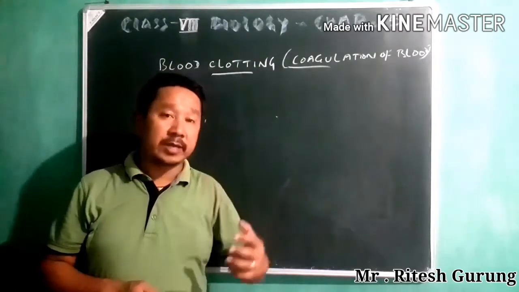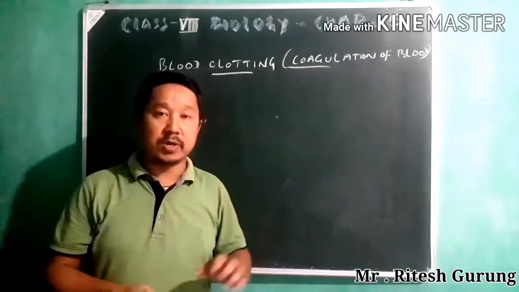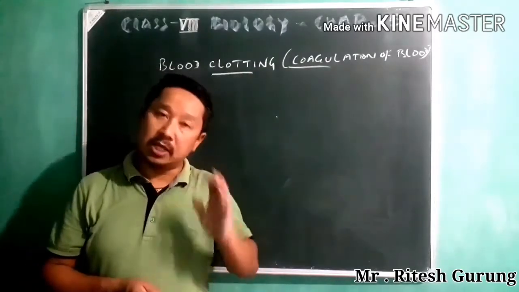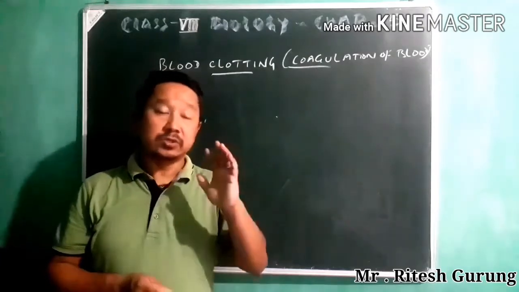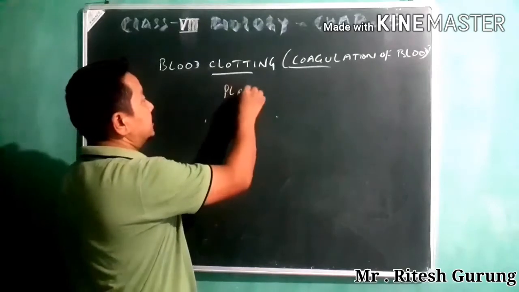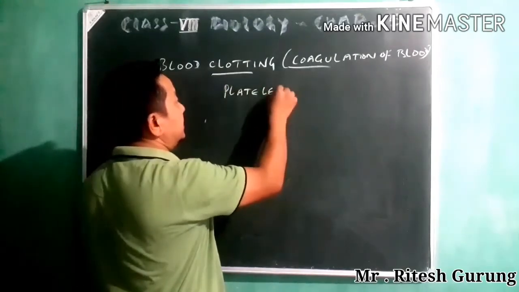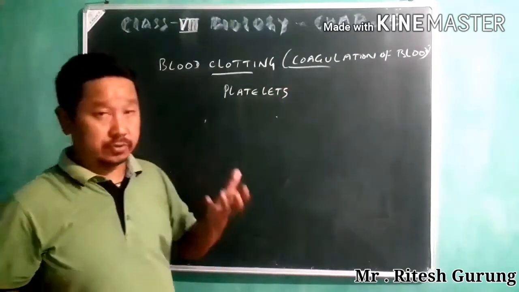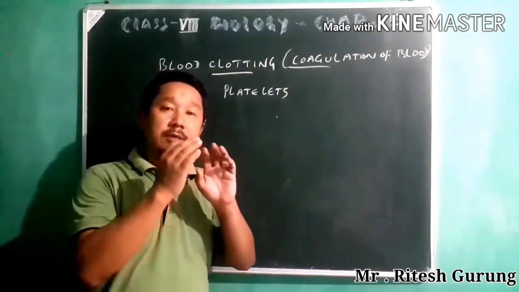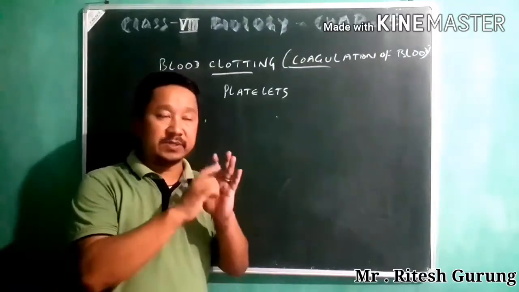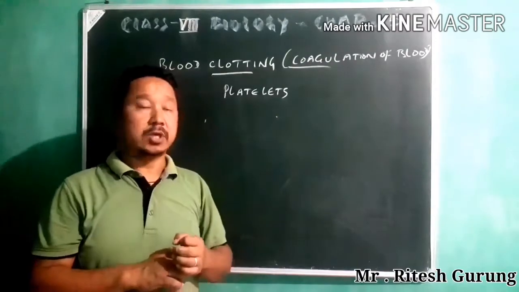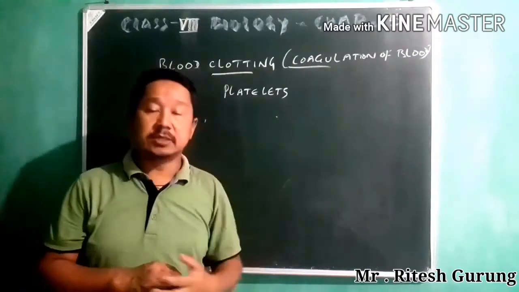When some part of the body is injured, the blood vessels get damaged and the platelets also get affected. Platelets, which we discussed in the last session also, are blood cells: RBC, WBC, and platelets. So platelets are the blood corpuscles which are responsible for the clotting of the blood.